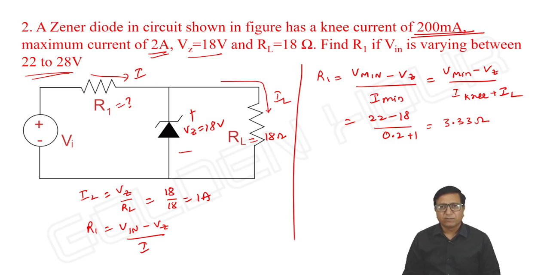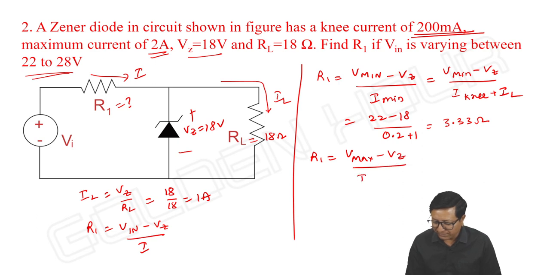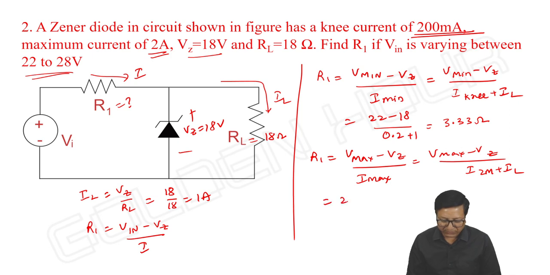Okay. Why don't we try the same thing with V maximum? Yes, it is possible. R1 can also be written like V max minus Vz by I max. And V max minus Vz by I max is equal to Izm plus IL. So V max is 28 minus Iz 18 by 2 plus 1, 10 by 3. It is also 3.33 ohms.